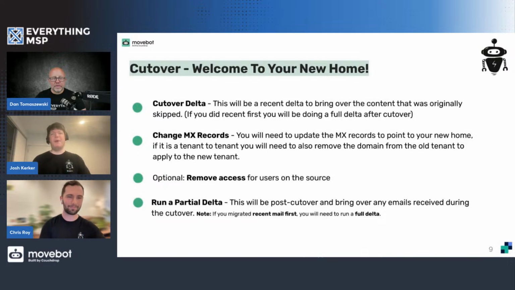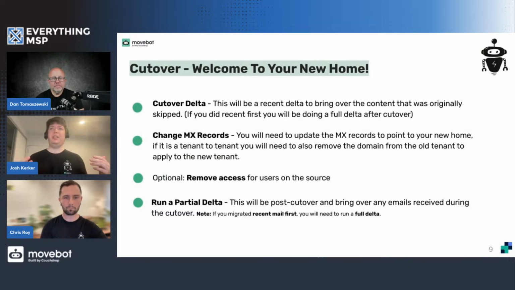And then you will want to do a cutover delta. This will be a recent delta if you've opted to only move the historical data, and this will bring over the content that you've originally skipped. So if you've done up to the last 90 days, you'll bring over the last 90 days of content. If you've done it the other way around, you'll just skip this step and you'll do a full delta further down the chain.